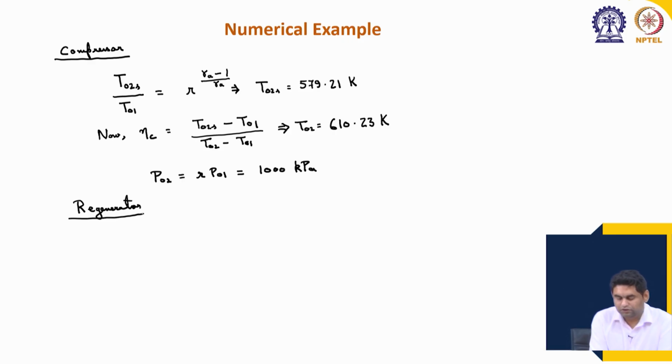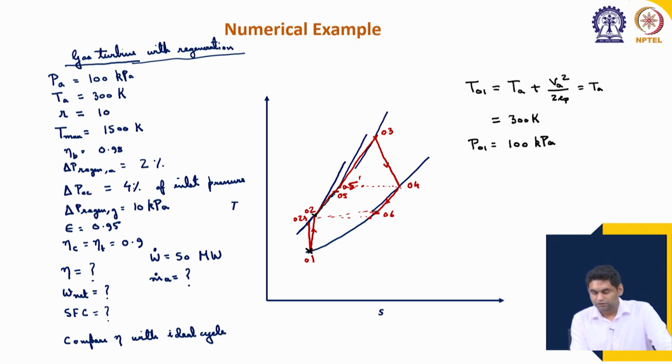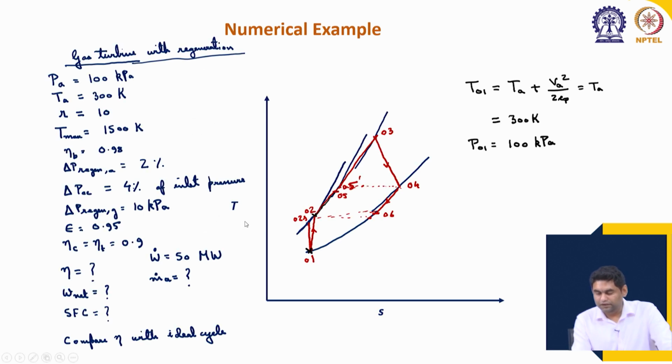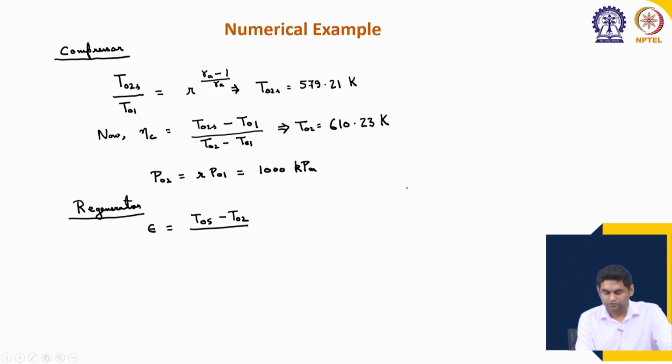Regenerator air side now we are doing. So, remember that by definition effectiveness is equal to (T05 minus T02) by (T05 dash minus T02), where T05 dash is equal to T04. So, by definition this is the actual temperature rise, T05 minus T02, by the ideal temperature rise, which is T05 dash minus T02, which is equal to T04 minus T02.